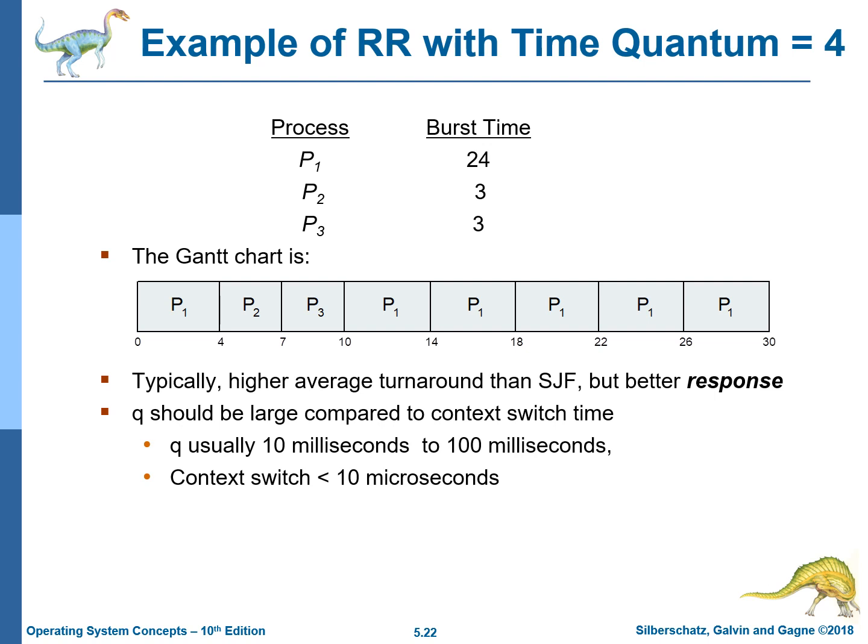This is an example of round robin with a time quantum. Process 1 burst time is 24, process 2 burst time is 3, and process 3 burst time is also 3. And the Gantt chart looks like this. Typically higher average turnaround than shortest job first, but better response. Quantum should be large compared to context switch time. Q is usually 10 milliseconds to 100 milliseconds. Context switch is less than 10 microseconds.